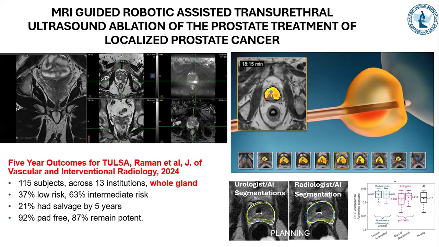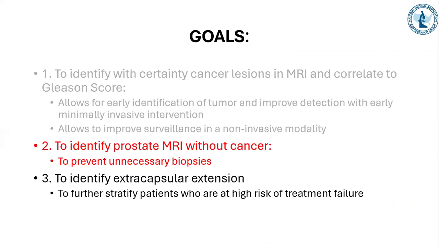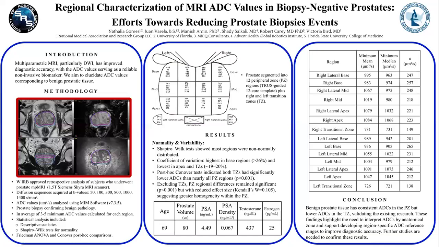Now, our second goal is to identify prostates without cancer. In this study, we used 50 patients, again a retrospective study, IRB approved. We carefully looked at every single MRI slice and each compartment of each slice and selected the lowest ADC values, calculated mean and median, which did not differ. And we found that in the peripheral zone, a value over 900, and in the transitional zone, a value of 700 or more correlated with no cancer.